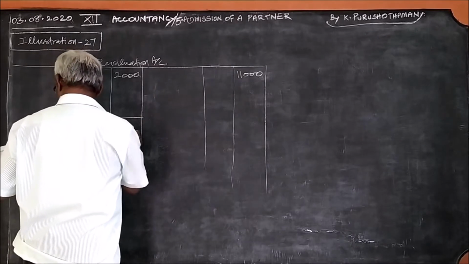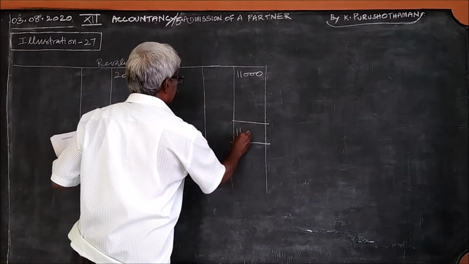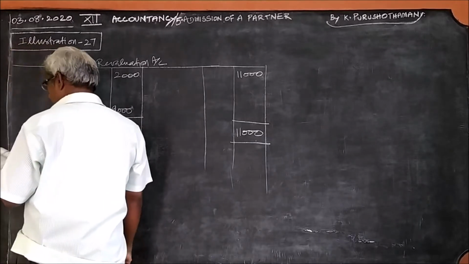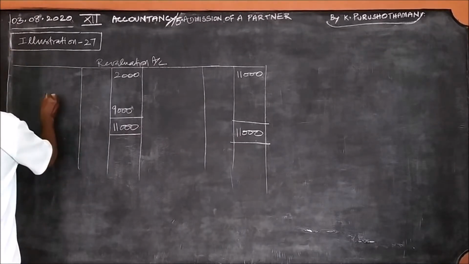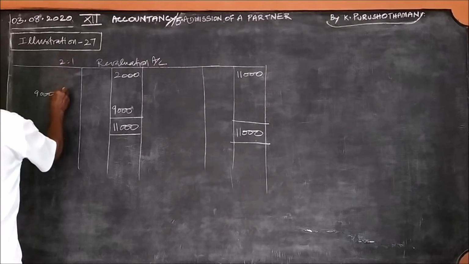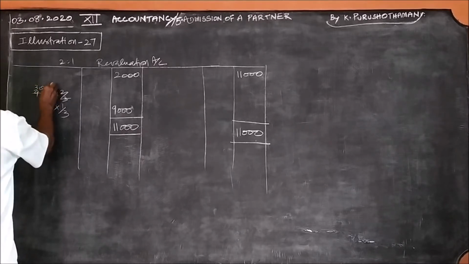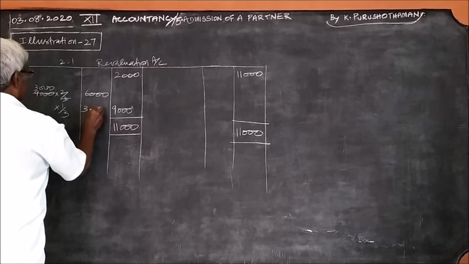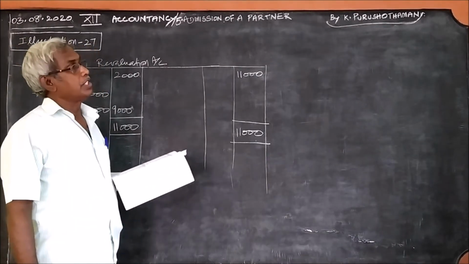So totally it is 11,000 it is coming, and the balancing figure is 9,000. This 9,000 should be divided among the old partners in the old profit ratio. What is it? 2:1. So 9,000 should be divided among the partners in the ratio 2:1. Therefore, it is 2 by 3 and 1 by 3. If you simplify, 3,000, 2 into 3,000, 6,000. Then 1 into 3,000, 3,000. This is the revaluation profit, 6,000, 3,000. That is what is given in the book. You can see the book.